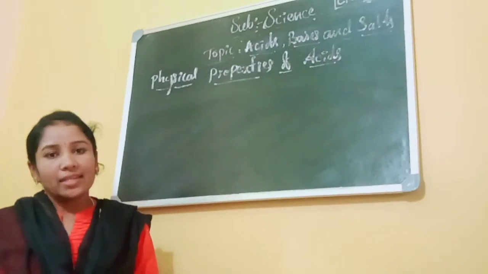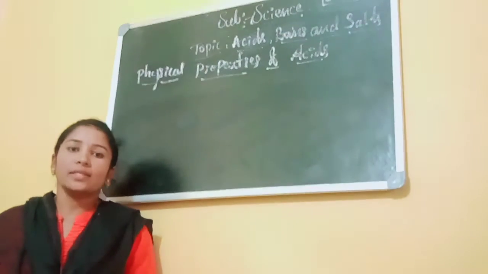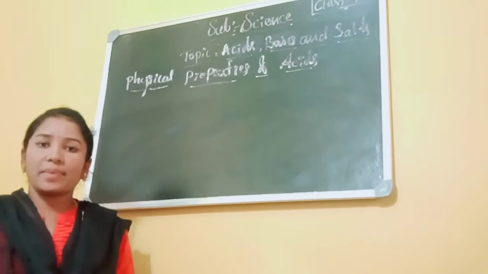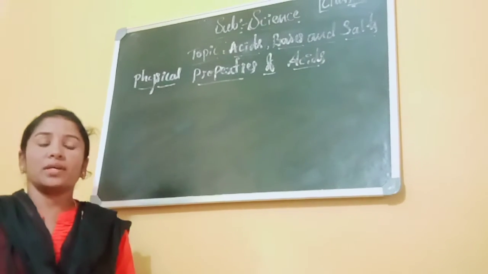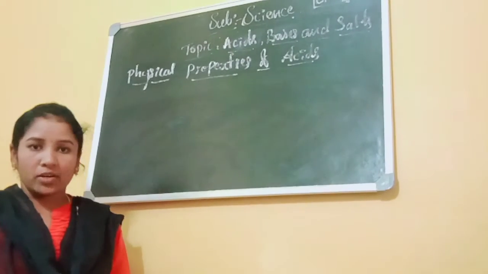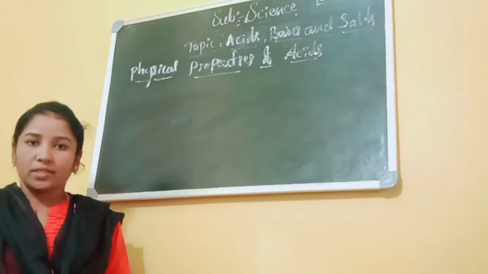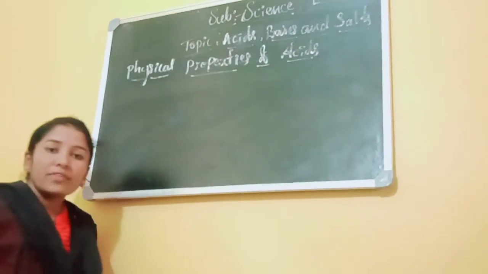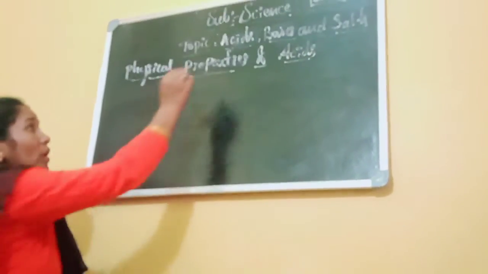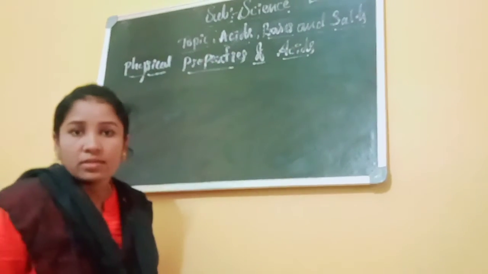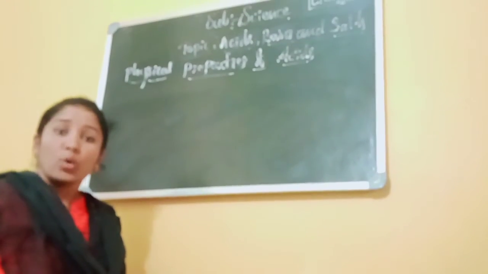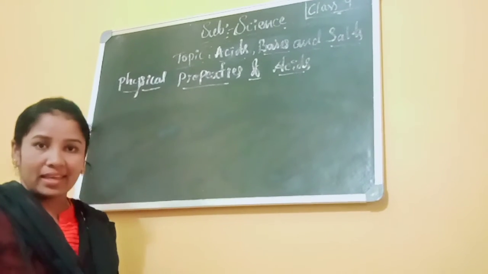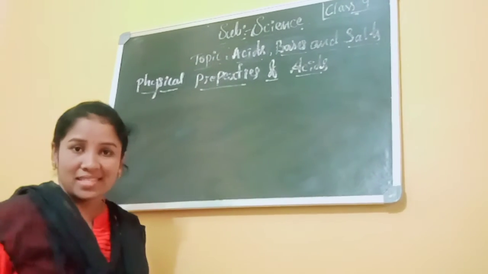Students, today let's start the chemistry part, that is acids, bases and salts. In this chapter, today I am going to start from the chemistry part. First of all, you have to learn what is meant by acids, what physical properties there are and what chemical properties there are. And let's see the bases.